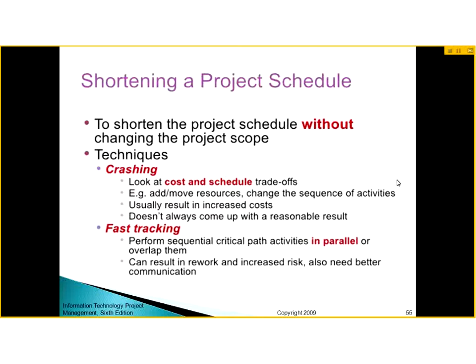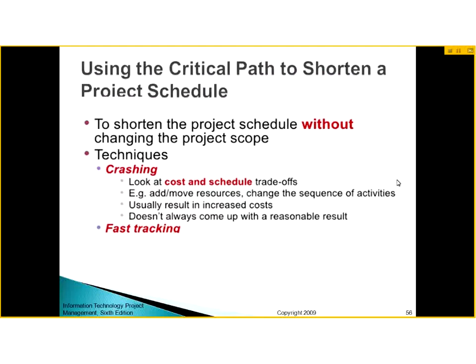Fast tracking is performing sequential critical path activities in parallel and overlapping them. It can result in rework and increased risk, but needs better communication and planning. So by fast tracking, you can reduce the schedule if you have excellent communication among team members and you have made a very good plan, then fast tracking can be effective.